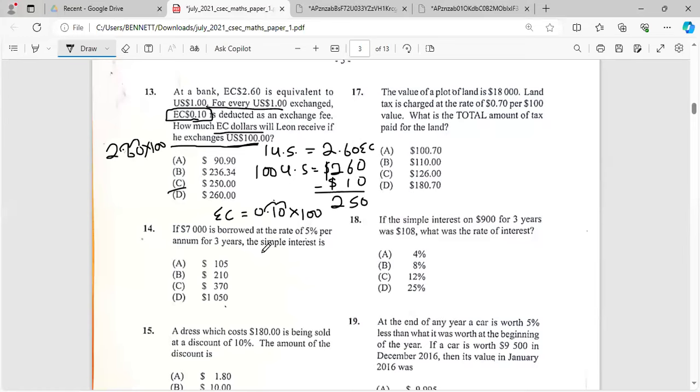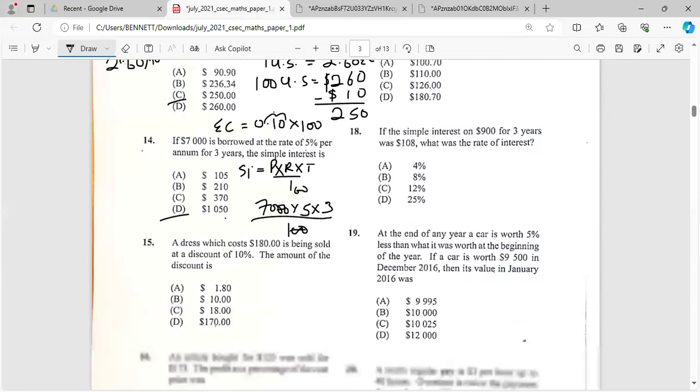Alright, 14 says if 7,000 is borrowed at a rate of 5% per annum for 3 years, the simple interest. Simple interest is P times R times T over 100. So that'll be 7,000, the capital or principal, times the rate, which is 5, times 3 over 100. So this cancels this. That's 350, and 350 times 3 is the answer.